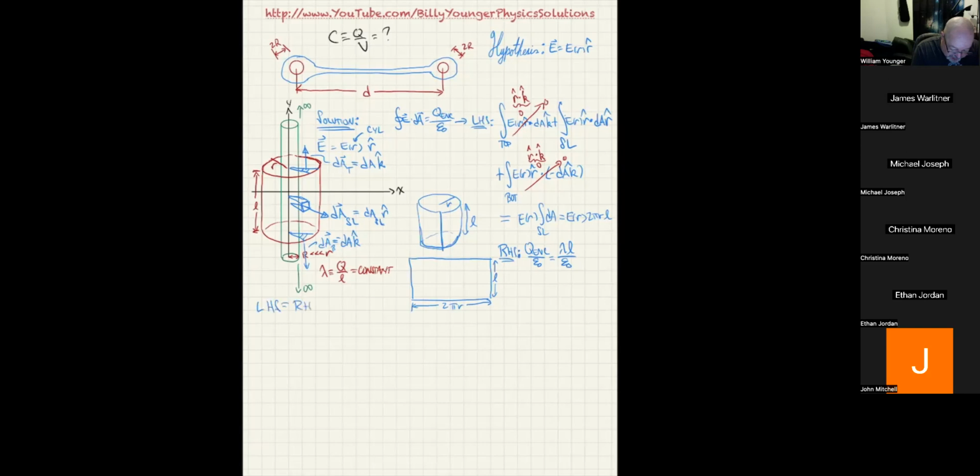So now I can set left-hand side equal to right-hand side, and that's going to give me E of R times 2 pi R L is equal to lambda L over epsilon naught, which you can see, of course, the L's cancel out.